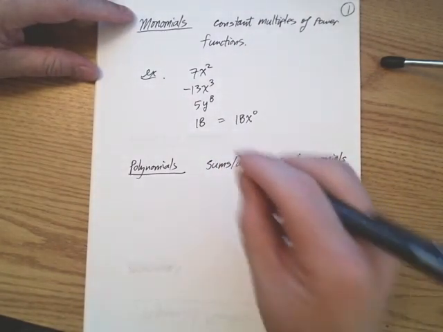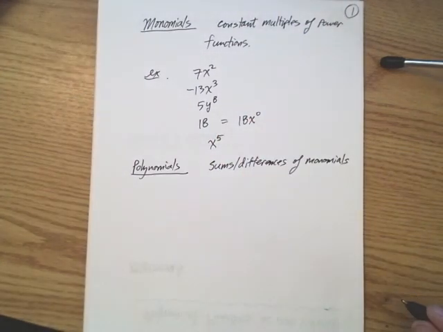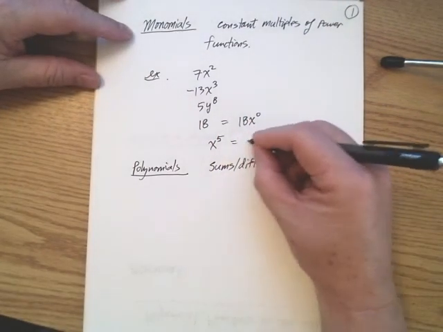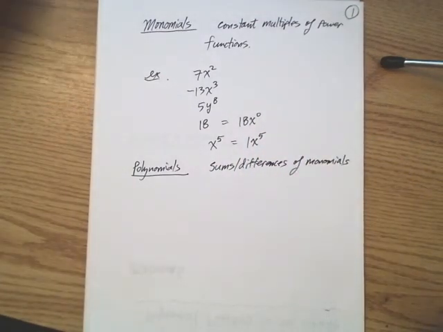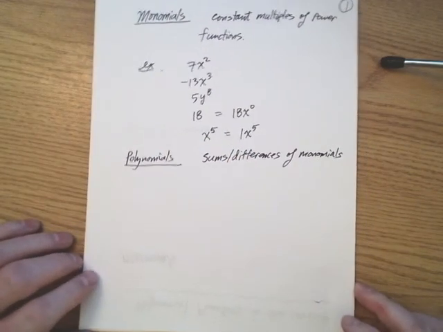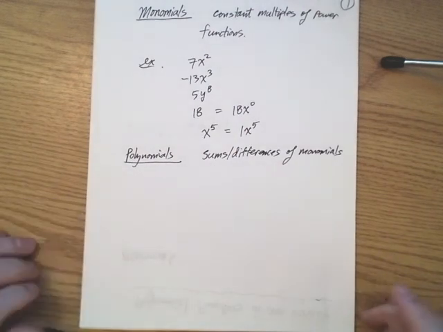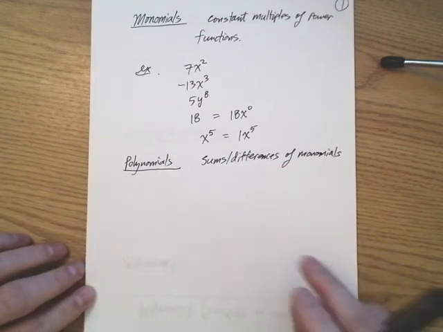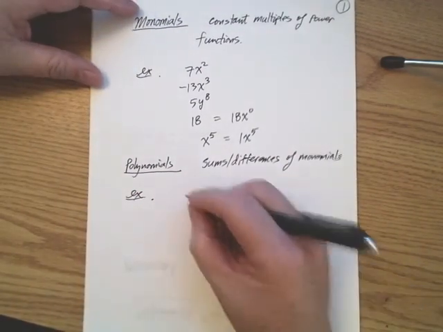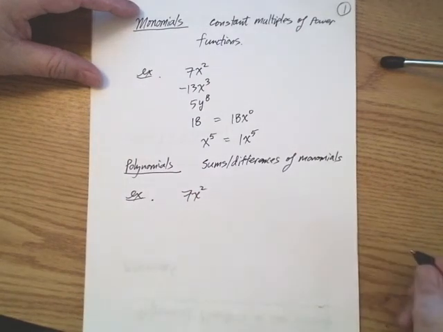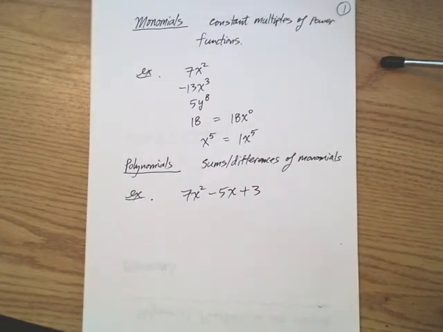In a single variable here, let's maybe throw in one more, x to the 5th all by itself. That would be an example of a monomial. That's really 1x to the 5th, isn't it? Usually we suppress that factor of 1 out front, but we could include it if we want. What's a polynomial? A polynomial is just a sum or difference of monomials. So take some examples here. I could have 7x squared minus 5x plus 3.